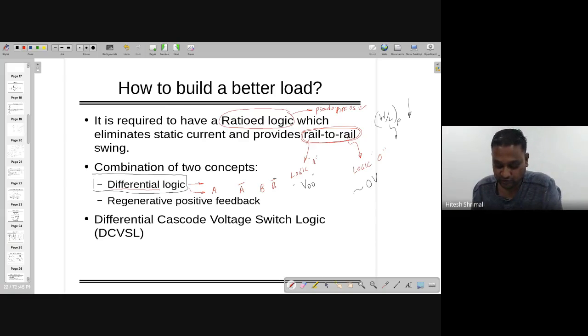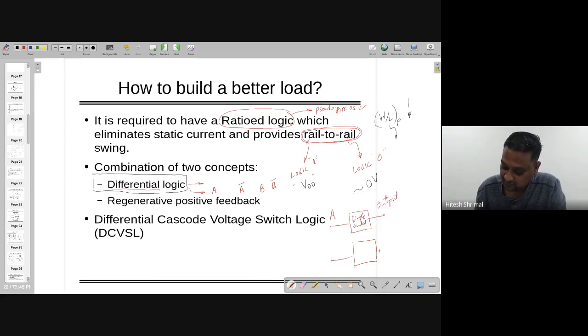Means there will be two different structures. If you are making a single-ended design, let's assume that this is single-ended. This is also single-ended. If I am giving here A and measuring the output, and here again giving A bar and measuring the output, this will be output bar. So this is the theory of differential, right? I want to give input as differential logic, and I'm going to make two single-ended circuits.